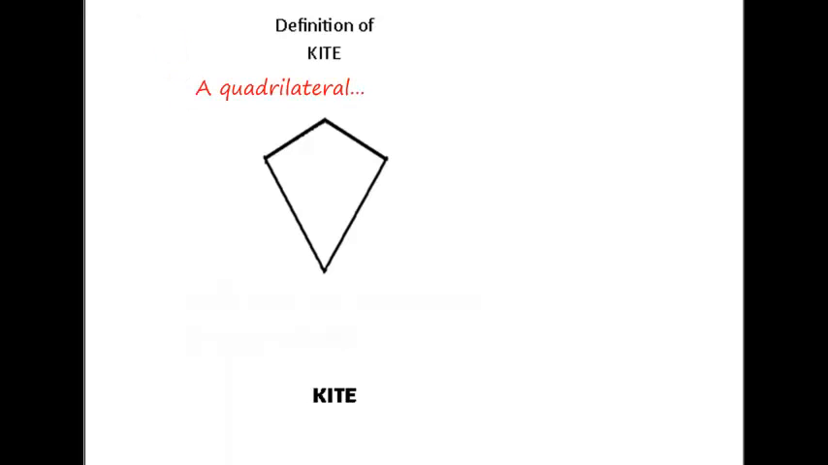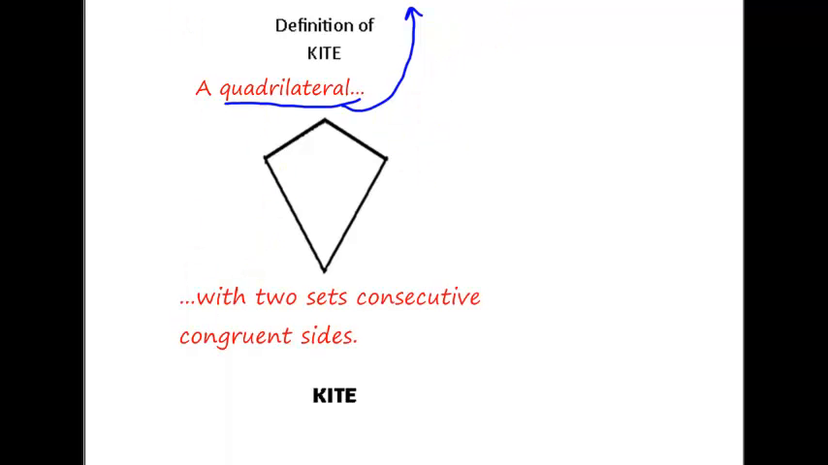Well, it's a quadrilateral. Point that arrow back so you know that's got 360 degrees in all the angles. And it is distinguished by having two sets of consecutive congruent sides. That's a mouthful there. Let's talk about what that means. It's got two sets of consecutive congruent sides, and we know that consecutive means connected.